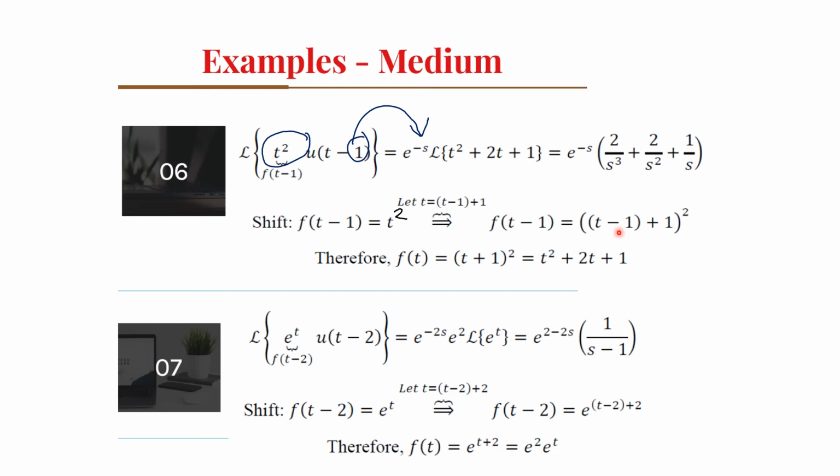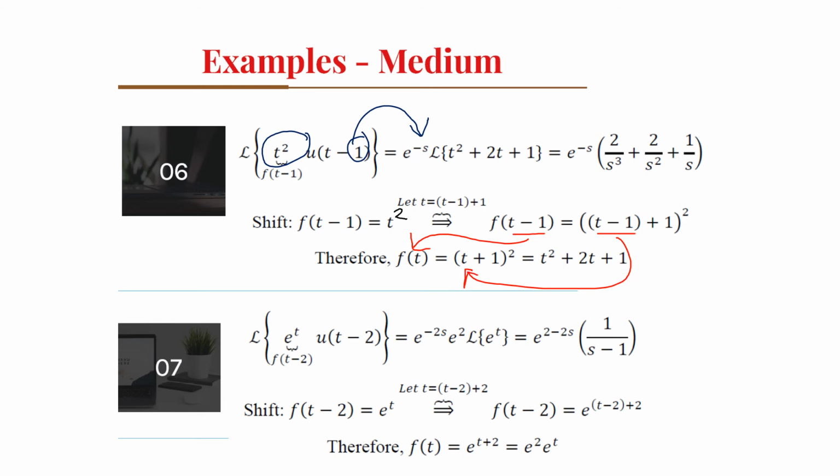Again I repeat, you need to write down t minus a in a bracket so that you know that whatever is in the bracket you have to shift, the t minus a into t. Now you can see t minus 1 in the equation. So we're going to shift t minus 1 to t. Therefore t minus 1 here becomes t.